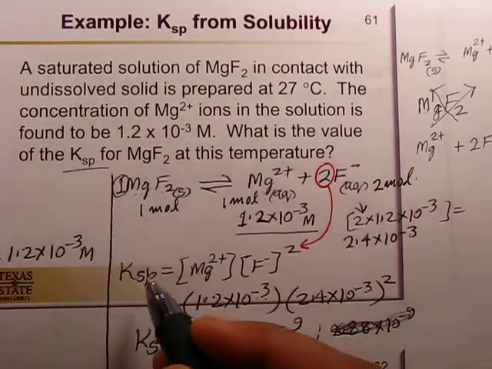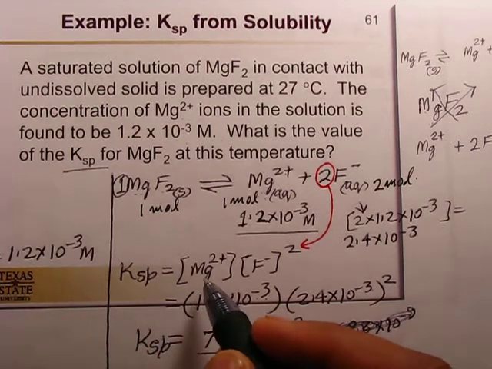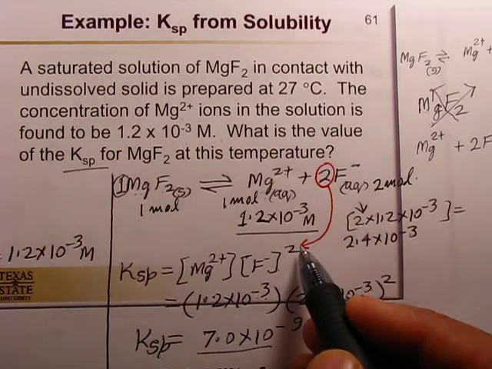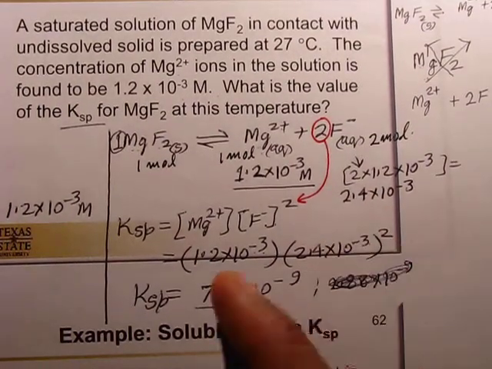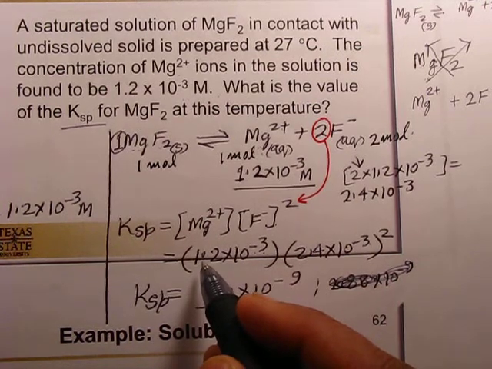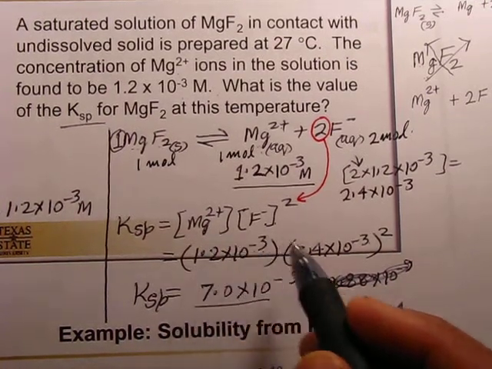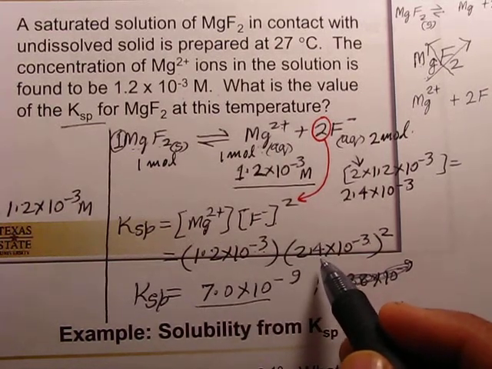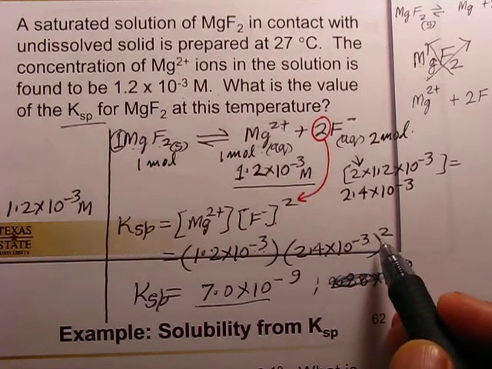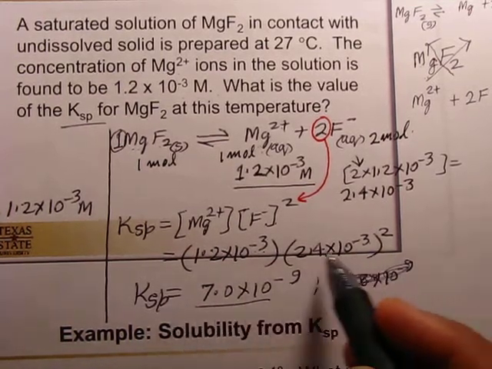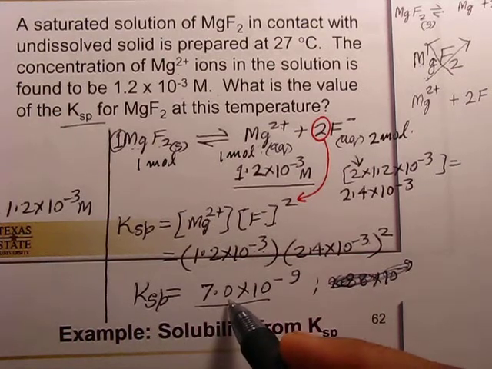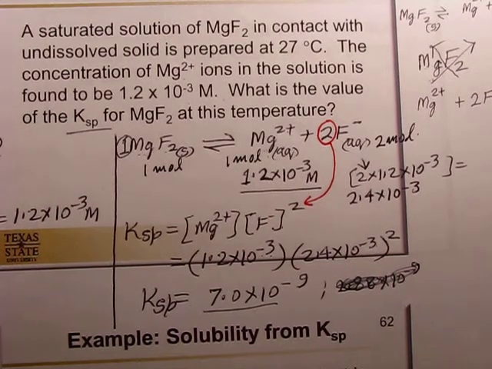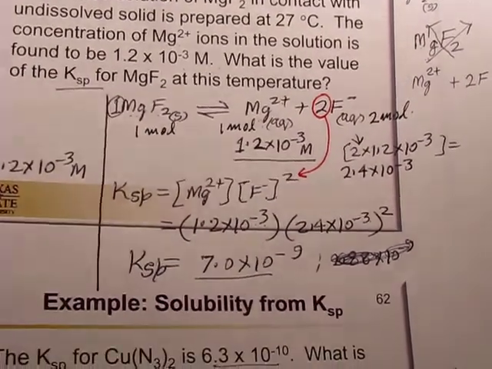Now once we write the Ksp, Ksp will be equal to the magnesium ion concentration times the fluoride ion concentration raised to the power 2; this coefficient goes as a power. Then we write the molarity of magnesium ion, which is 1.2 times 10⁻³, multiplied by 2.4 times 10⁻³ raised to the power 2. Once we solve it, the Ksp becomes 7.0 times 10⁻⁹, and there will be no unit. So this was the example for the magnesium fluoride Ksp.